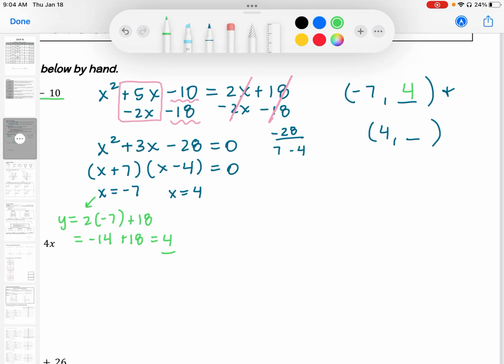Okay? So we're going to do the same thing for x equals 4. So we're going to still plug it into that same equation. So y equals 2 times 4 plus 18. This way we don't have to deal with squaring anything, don't have to worry about parentheses with a negative or anything like that. So we're going to go ahead and solve this. 2 times 4 is 8, plus 18 is going to be 26.